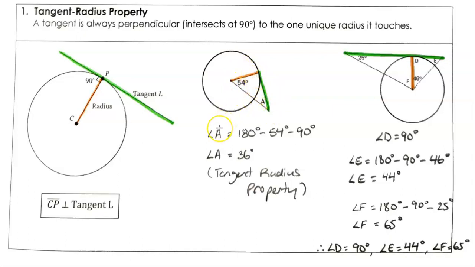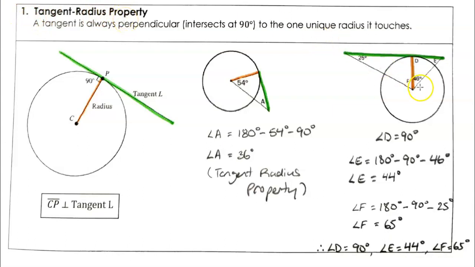Now remember, in each step that you're writing your answers, I want to see the variable A. Okay, so I need to see your letter. You're going to put angle symbols, and don't forget your degree signs at each step. And at the very end, you're going to tell me your conclusion, how you found your answer. So we're just going to say it was the tangent radius property.